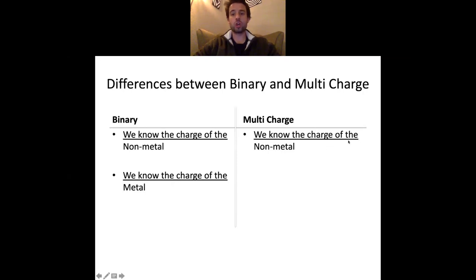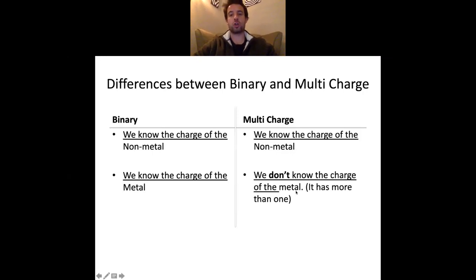Here with multi-charge, we will know the charge of the nonmetal, just like before. However, we will not know the charge of the metal. When I say we won't know the charge, we'll have a multiple choice question, pretty much, and we'll have to pick between 2 or 3 different options. Sometimes more, sometimes 4 or 5, depending on what ion you're dealing with. So these metals have more than one possible charge, so we won't know which charge is correct until we actually do the problem.